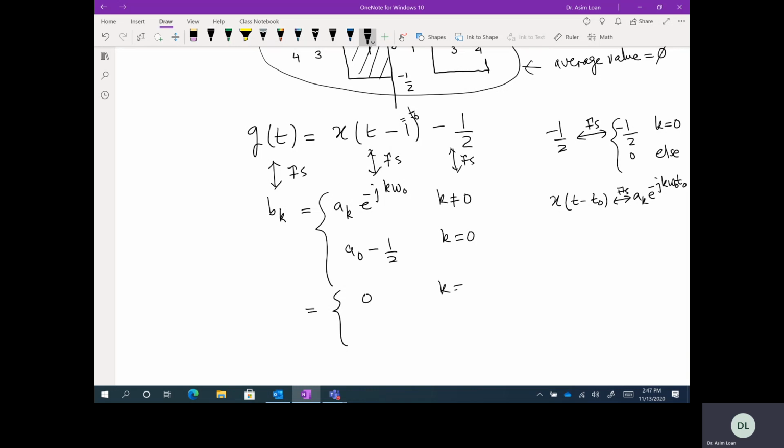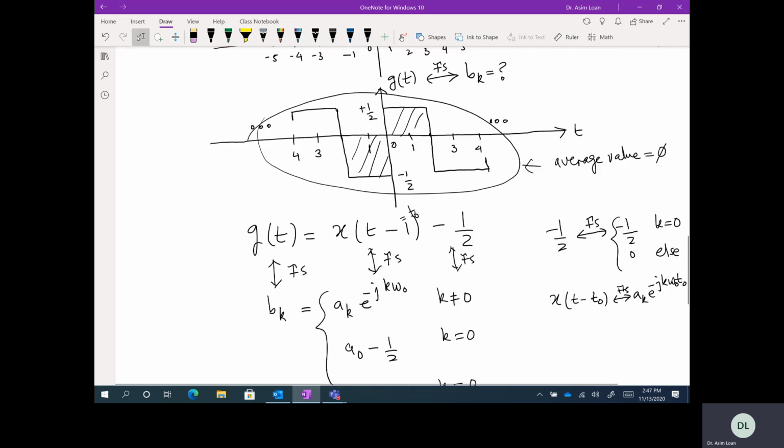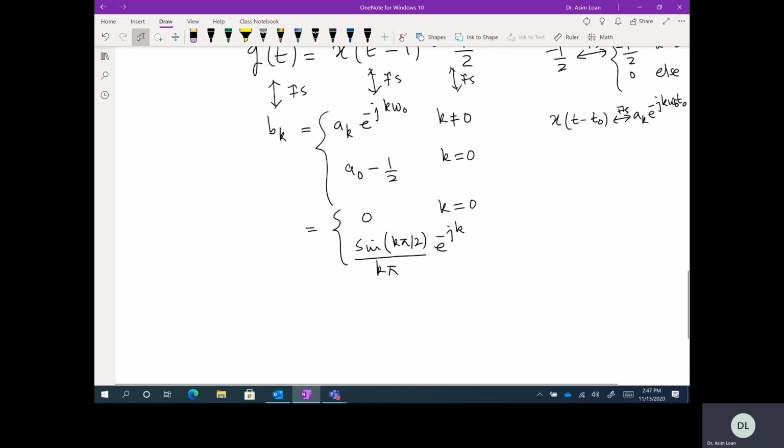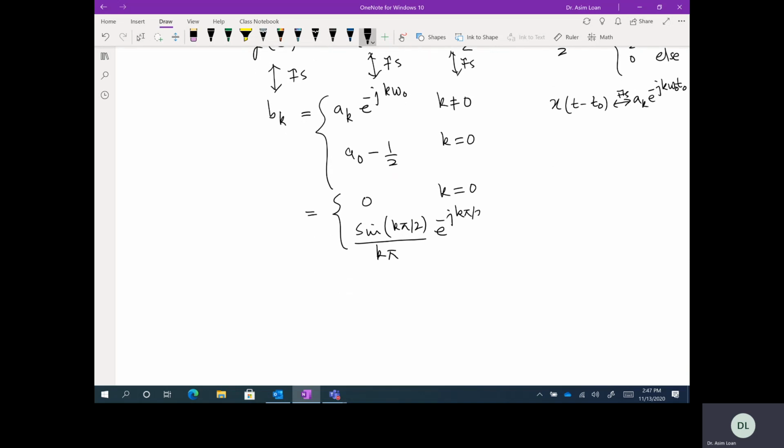So b_k is simply 0 for k equals 0, and when k is not equal to 0, this is sine k pi by 2 over k pi times e to the minus j k omega naught. And what is omega naught? Omega naught is pi by 2, so e to the minus j k pi by 2. And let me write this one on this side, for k not equal to 0.